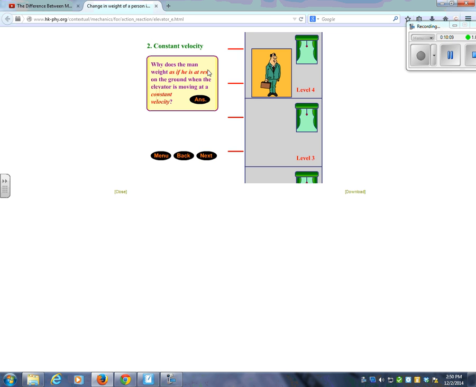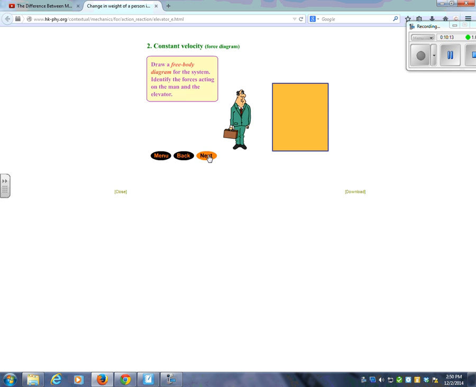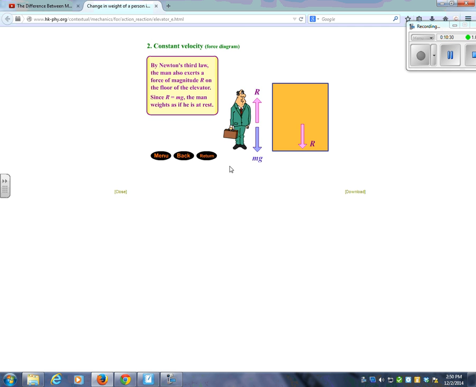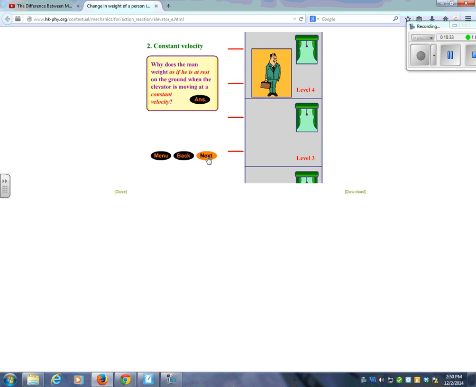Why does the man weigh as if he's at rest on the ground? Because he caught up with himself. Gravity down, force up. What's the net force? Zero. Therefore, the net force R minus mg vanishes and the man moves at a constant velocity. R equals mg, the man weighs as if he's at rest.